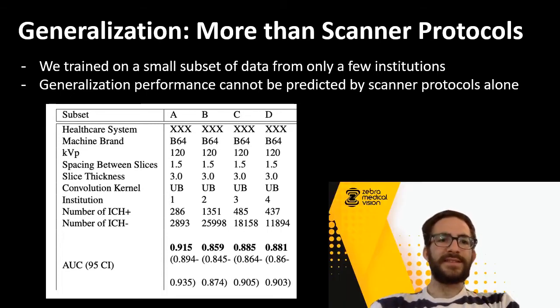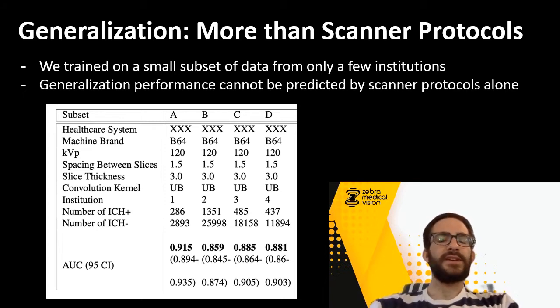And just to continue to motivate this issue of generalization a little bit more, here's a slide where we ran an experiment. In this case, we ran on a smaller amount of data than usual and fewer institutions than usual. We basically trained an algorithm and then tested it on 4 different institutions that all had the same scanner protocols, across a number of different parameters that we may expect to be especially important.